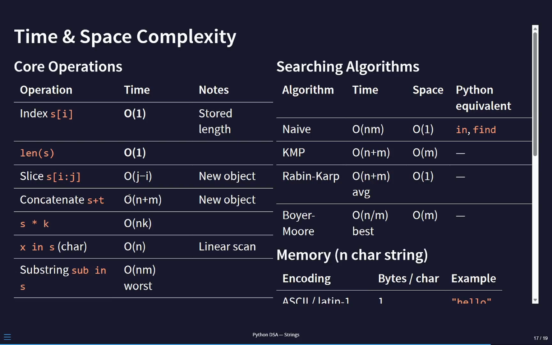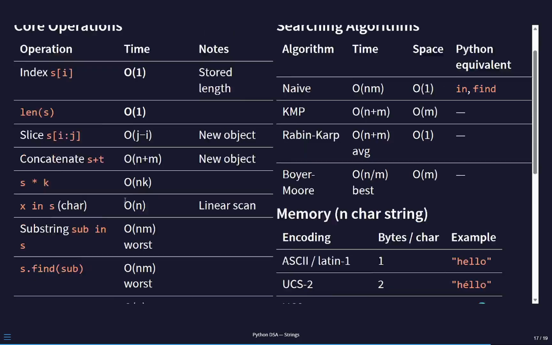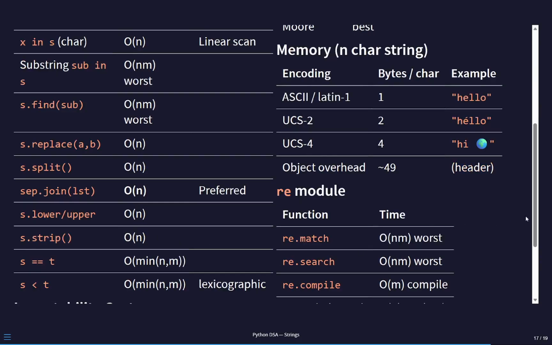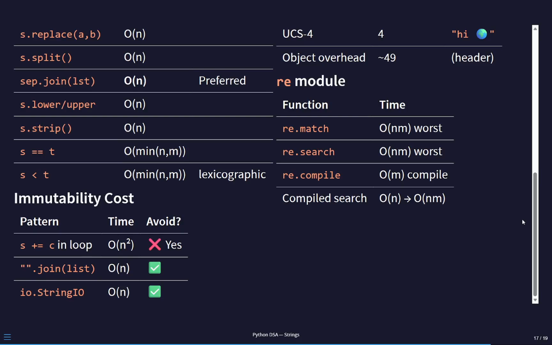Click core string operations. Index and length are O(1). Slice of length k is O(k). Concatenation with plus is O(n plus m). Membership with in for a single character is O(n). For a substring, it's O(n times m) worst case. Find, replace, split, join, lower, upper, strip, all O(n). Equality comparison is O(min(n, m)). It short circuits on the first mismatch.